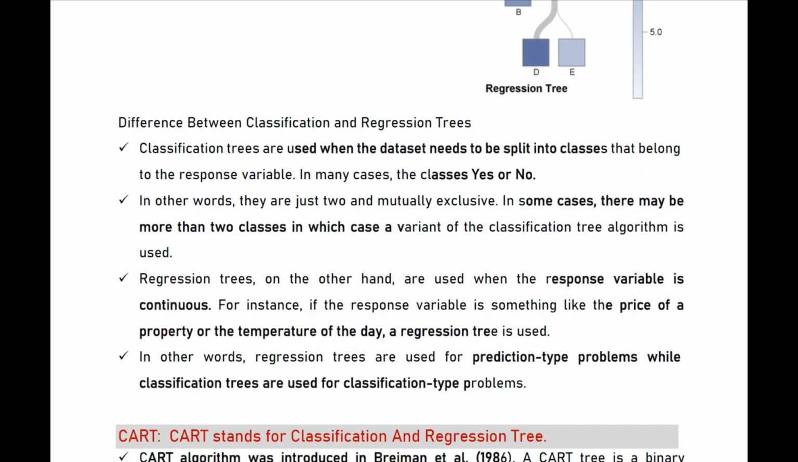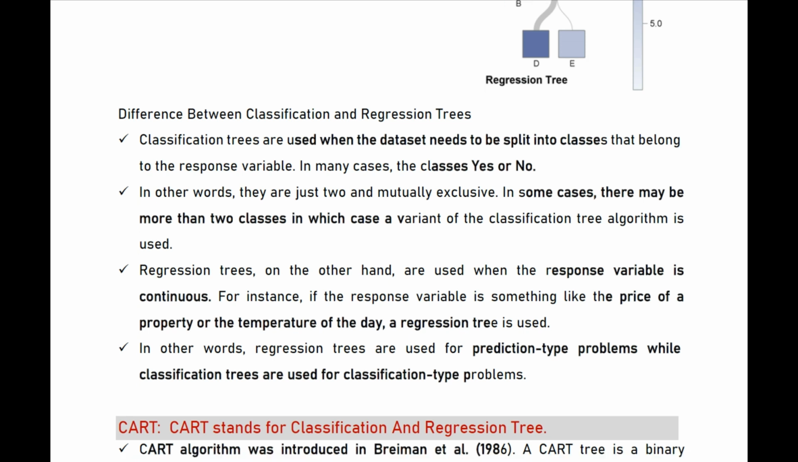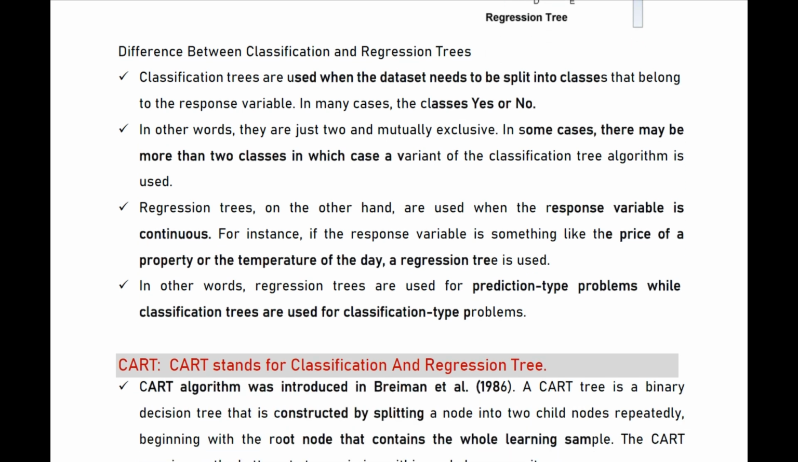The difference between classification and regression: classification splits the data sets into classes, whether yes or no, and more than two classes can also be classified. Regression is for a response with continuous data. The response variable is sometimes the price of a property or the temperature of the day. There we want to use regression. Otherwise, both are prediction type problems, and we apply classification or regression accordingly.